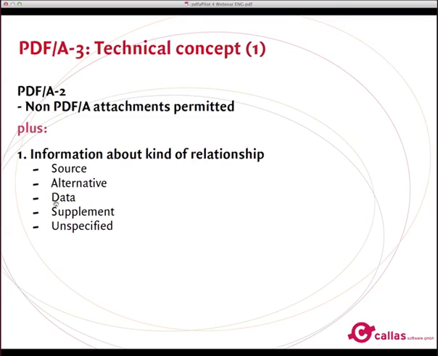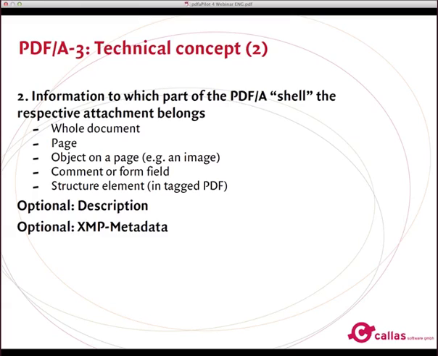It could also be alternative, it could be data, it could be supplement, or you can even say it's unspecified. So these are the predefined kinds of relationship as defined in the standard, but the standard does also say that you may just invent and use your own kinds of relationships. So this is not a closed list, it's an open list, and that may be extended in any project that somebody does.